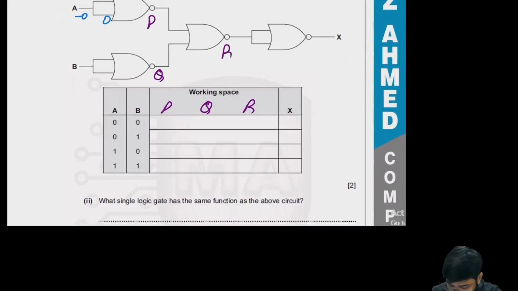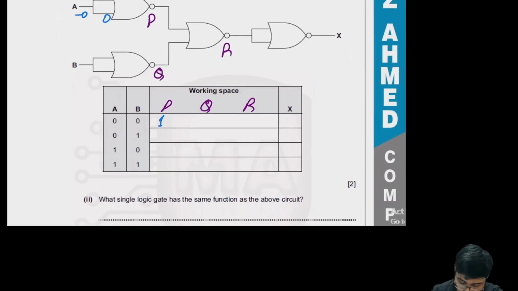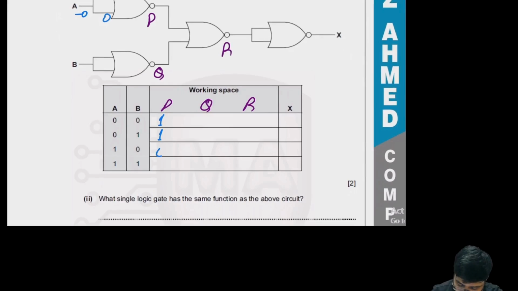So for 0, 0, for the NOR gate, we say it's a 1. Again for 0, 0, it's a 1. For 1, 1, it's a 0. And for 1, 1, again, it's a 0. Now coming towards the Q. Q is for the B. It says the first input is 0. So for 0, 0, it will be a 1. For 1, 1, it's a 0. For 0, 0, it's a 1. And for 1, 1, it's a 0 once again.